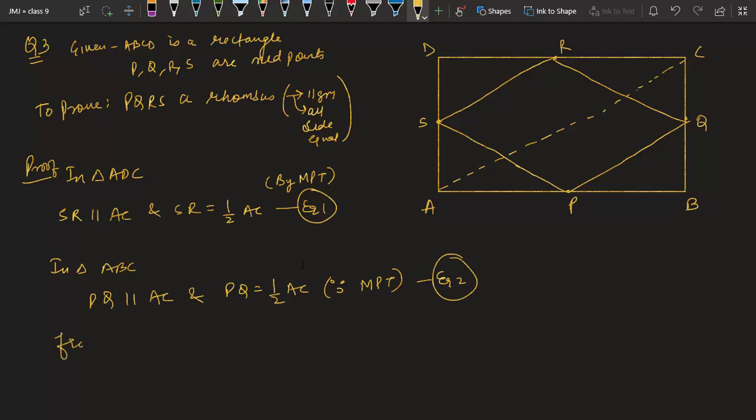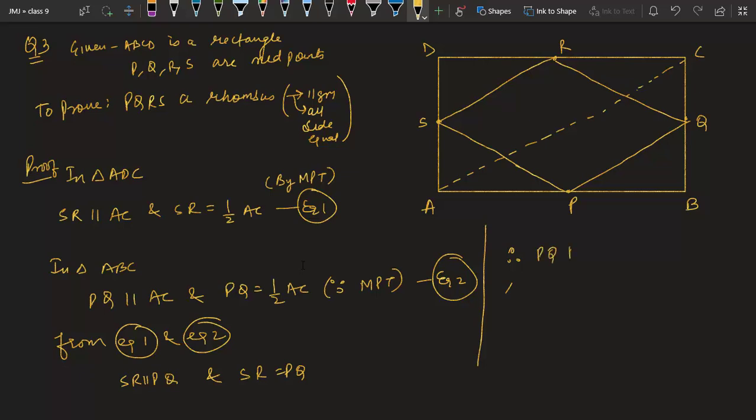We can observe from both the equations, whatever we want we have got. First thing, SR is parallel to PQ and SR is equal to PQ, and we can say this SRPQ or PQRS is a parallelogram. You have to write the reason. You can write very easily, as one pair of opposite sides are equal as well as parallel, therefore it is a parallelogram. Now comes the second question.